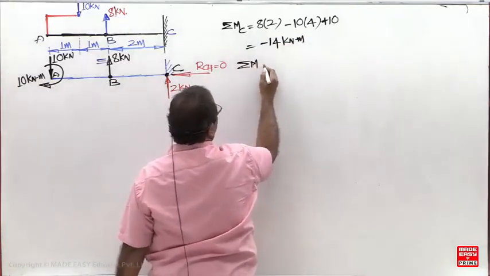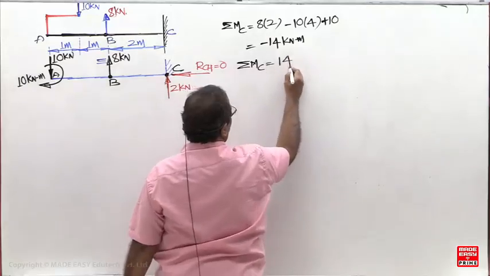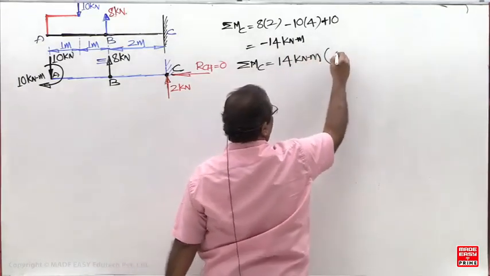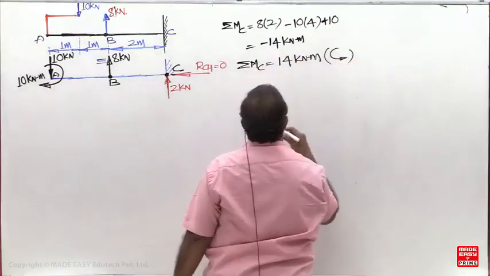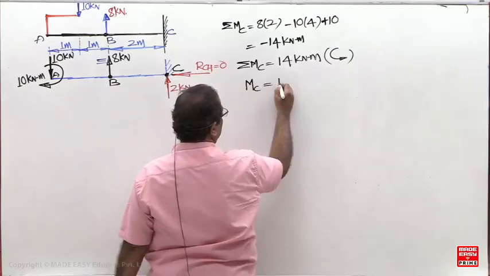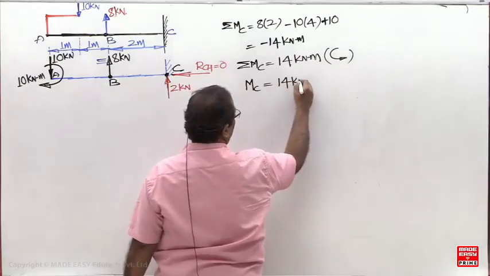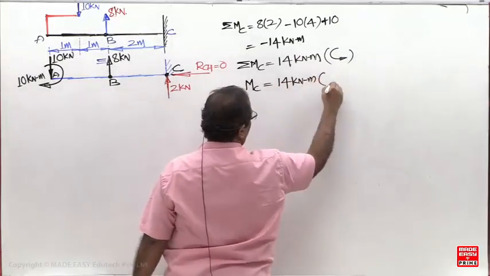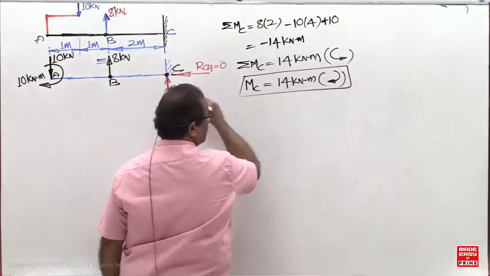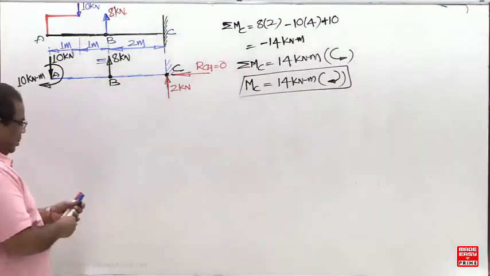What is the meaning of minus now? Which one have you taken as minus? Anticlockwise you have taken. So what should be the moment reaction? Moment reaction should be 14 clockwise.